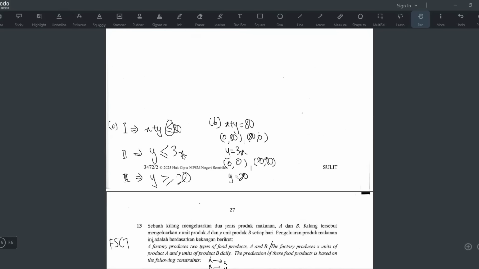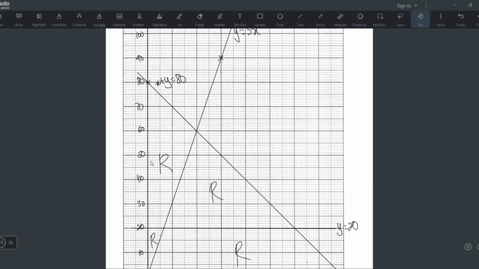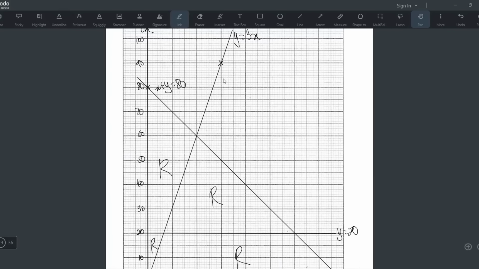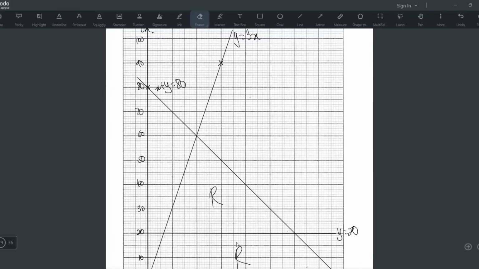Y smaller equals 3X. So the Y is already positive on left side. So tengok symbol smaller. So you have to take the bawah garisan. But which line? The Y equals 3X punya line, this one. So ambil bawah garisan means we have to erase this and this. So you're left with these two. So now we only have to check the inequality symbol for this line.